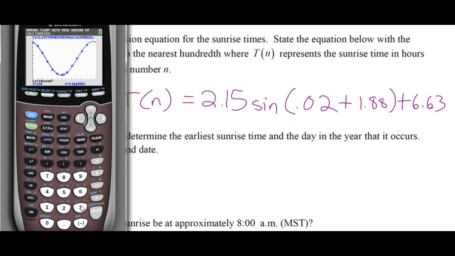To do the minimum, you have to go left bound. So I'm a little too far to the right. So left bound, and then right bound. That just means go somewhere to the right of the minimum. And then it wants a guess, and it just wants a place to look. Okay, and we get day 177 at 4.48.